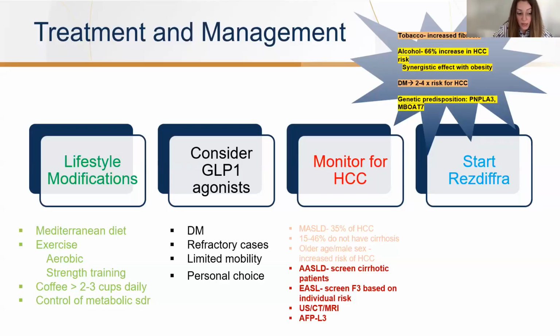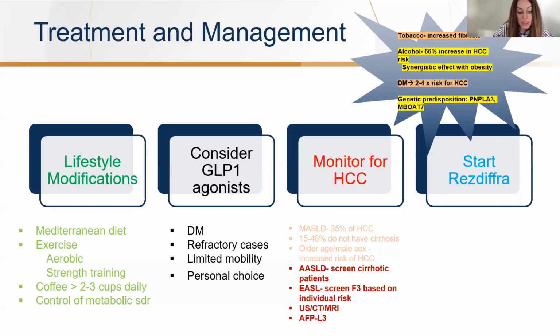So talking about carcinogens, tobacco is a known risk factor for many types of cancer, and HCC is no exception. And in addition, tobacco has been associated with more advanced fibrosis in patients with metabolic-associated steatotic liver disease. Alcohol exposure, and particularly heavy alcohol use, increases the risk of HCC by 66% in patients with liver disease from any etiology. But there seems to be a synergistic effect between obesity and alcohol use in the development of HCC.